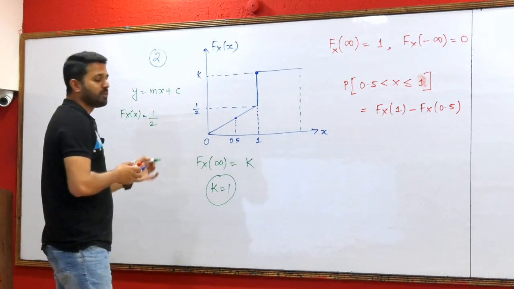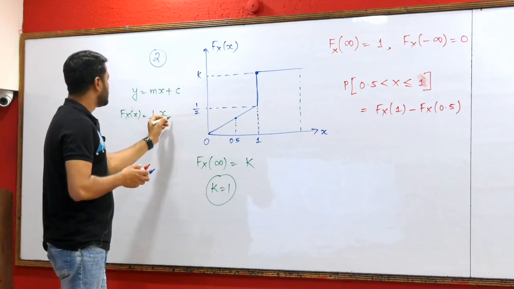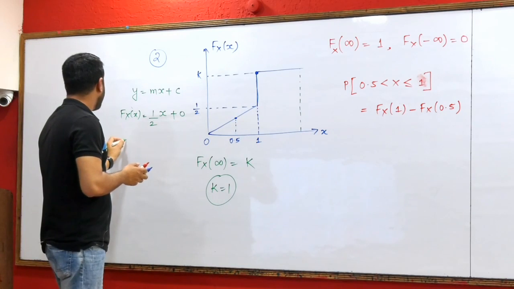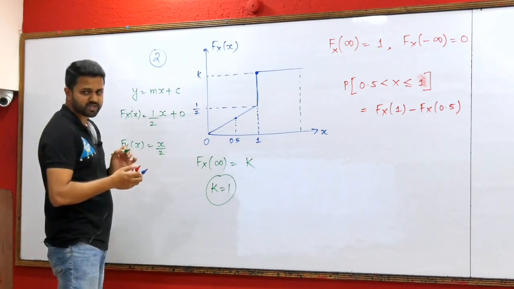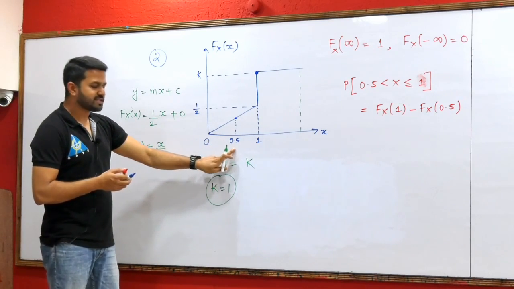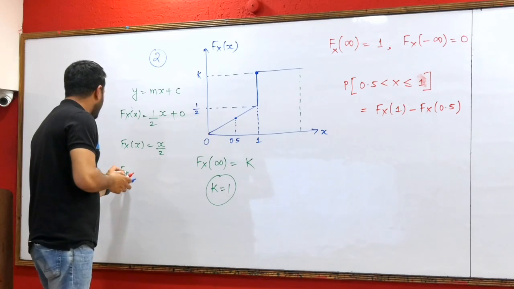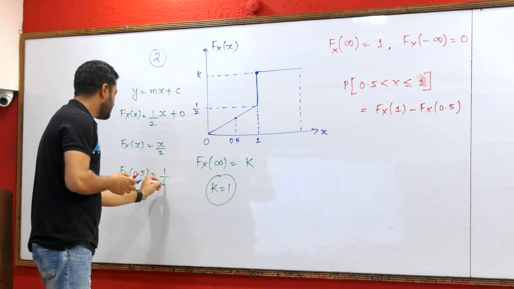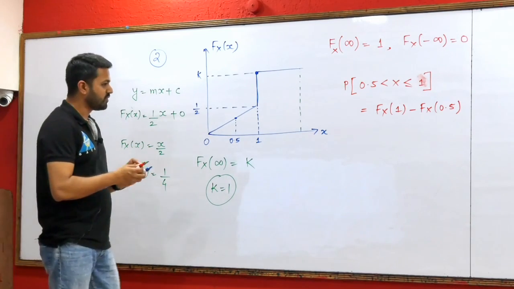So the slope is 1 by 2, and the intersection with the y-axis is at 0. So we have fX(x) equal to x by 2. Now I want to calculate the value of the CDF at 0.5. At 0.5 we will get 1 by 4, that is 1 by 2 divided by 2, 1 by 4.